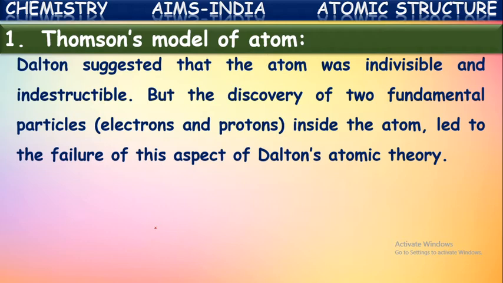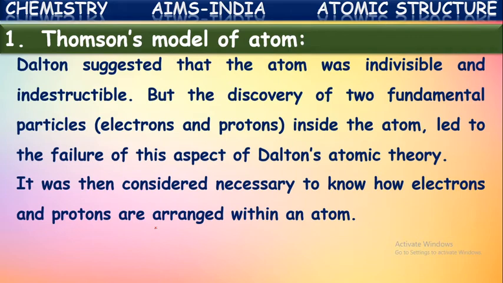But then came the discovery of two fundamental particles, namely electrons and protons. The discovery of these two fundamental particles inside the atom led to the failure of this aspect of Dalton's atomic theory. What did he say in the theory? Dalton said that atoms are the smallest particles, but electrons and protons were discovered existing inside the atom. So atoms are no longer the smallest particles. That is why Dalton's atomic theory failed after these discoveries.